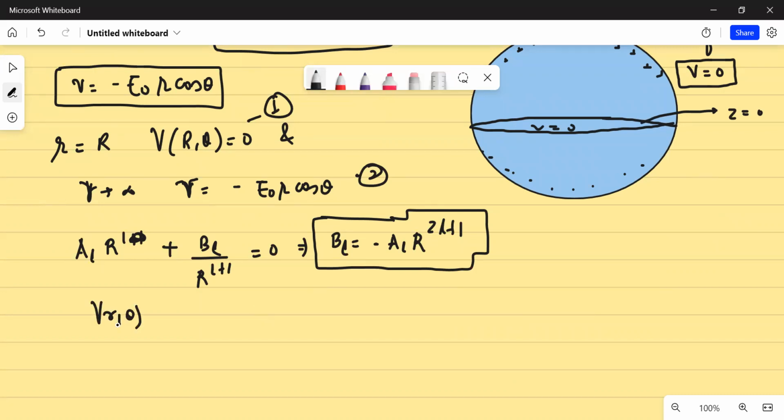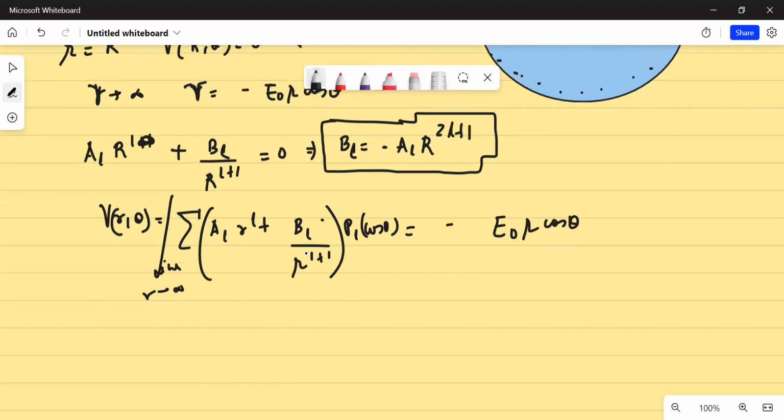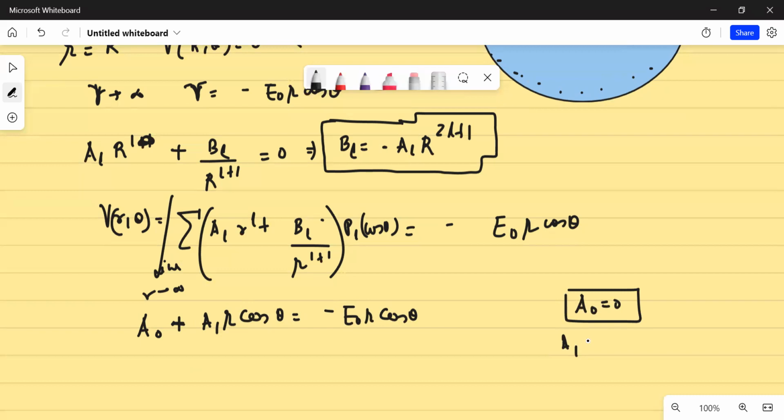Now, the potential anywhere is given by the sum of A_l r^l plus B_l upon r raised to power l plus 1, times P_l cos theta. I know that this potential as r tends to infinity also remains minus E naught r cos theta only. As r tends to infinity, the B term would go to 0, so I will have to expand the remaining term, and I will get A naught plus A1 r cos theta equals minus E naught r cos theta. So from here you can clearly see that your A naught is 0, and that your A1 is equal to minus E naught.